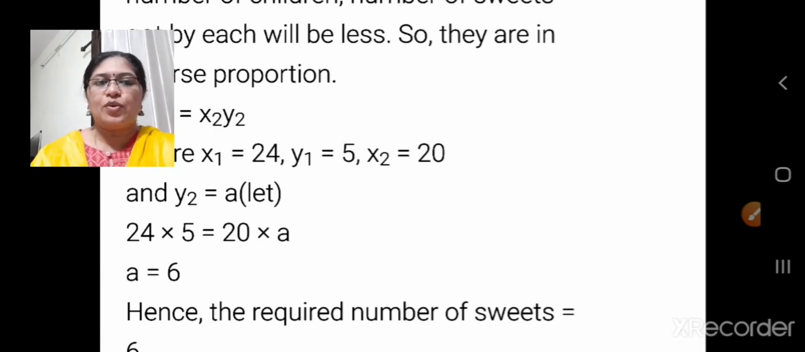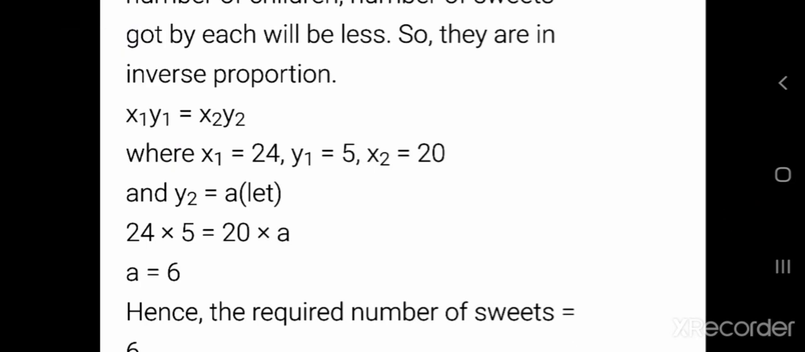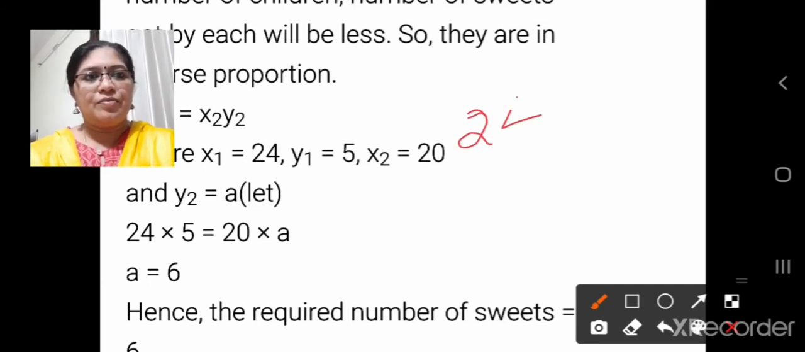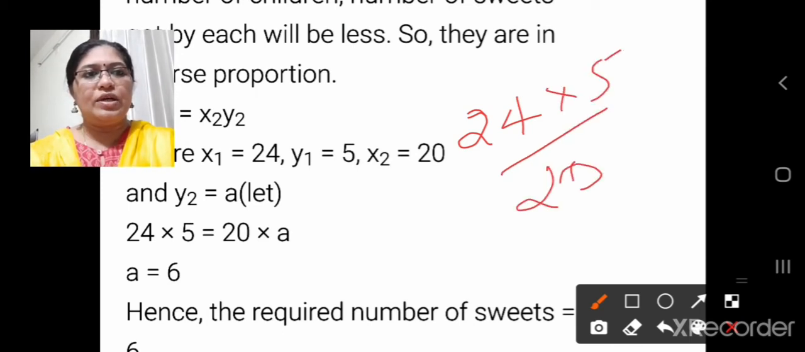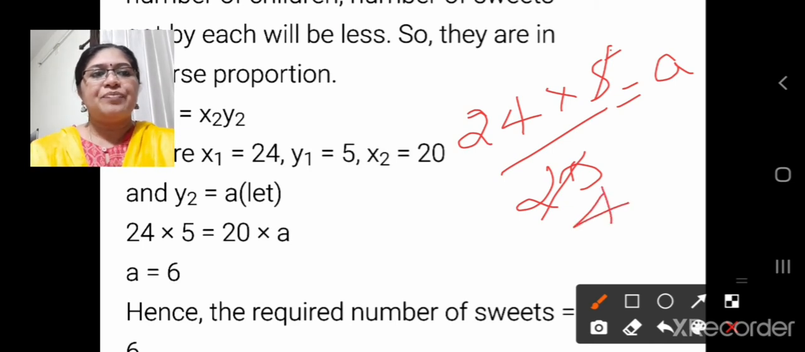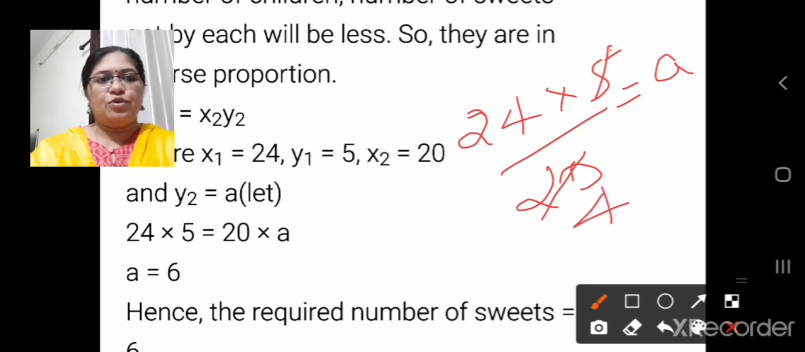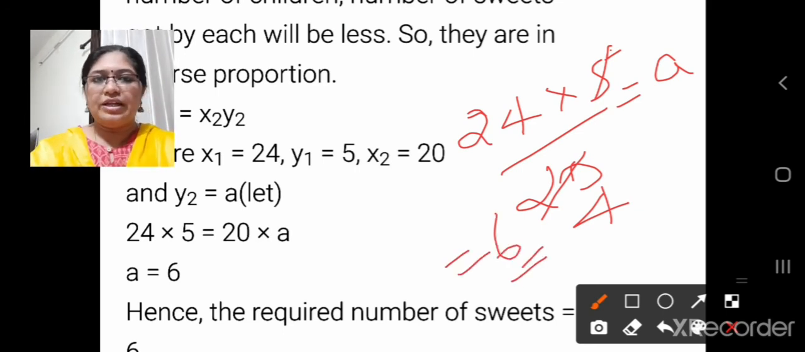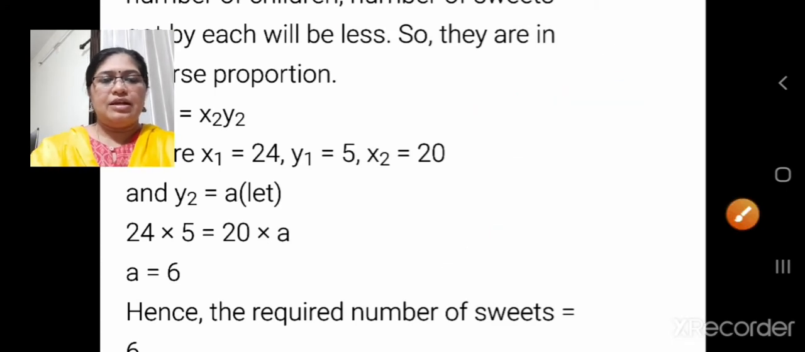24 into 5 is equal to 20 into A. So how you will find the value of A? That is, 20, you will bring it to the denominator, that is 24 into 5 divided by 20 equal to A it will be. Okay, 5 can be cancelled like this. 5 fours are 20, then 6 fours are 24. So answer is equal to 6. Okay, got it? Now we'll go to the next question.